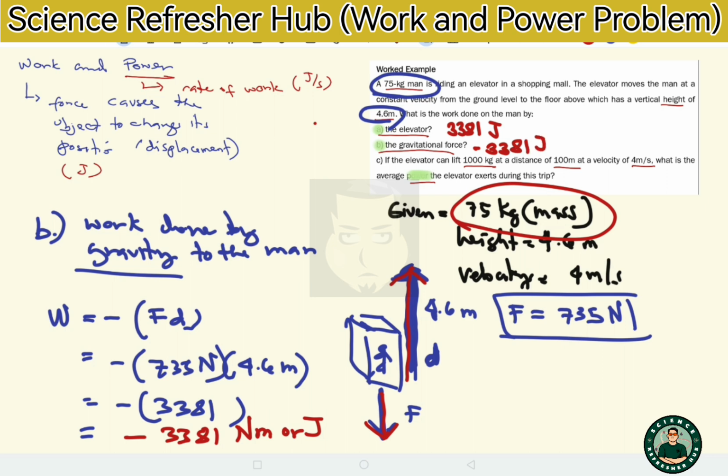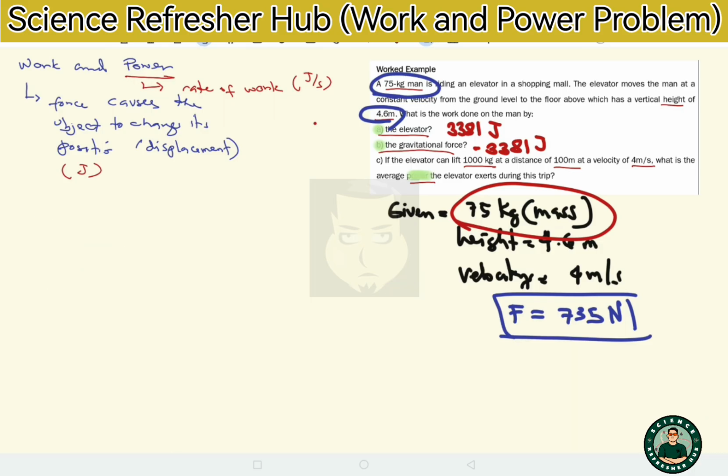Okay. Now we have letter C, the last problem. So I'm gonna erase first everything here. Letter C, it's a conditional. If the elevator can lift up 1,000 kilograms at a distance of 100 meters at a velocity of 4 meters per second, what is the average power the elevator exerts during this trip?